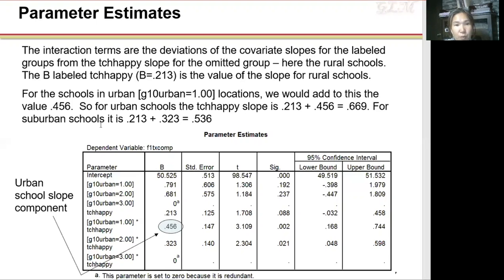For suburban schools, it is 0.213 plus 0.323. So here, 0.213 is the rural schools covariate, and 0.323 here is for suburban. You should add this one to this. So the suburban covariate slope is 0.536.